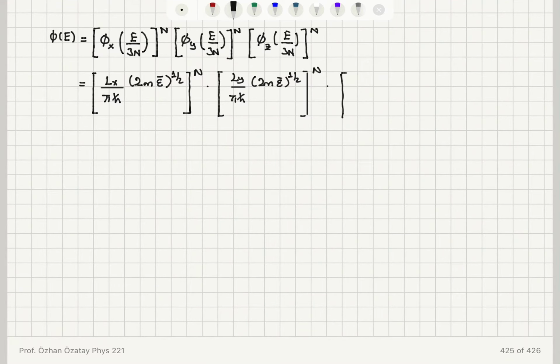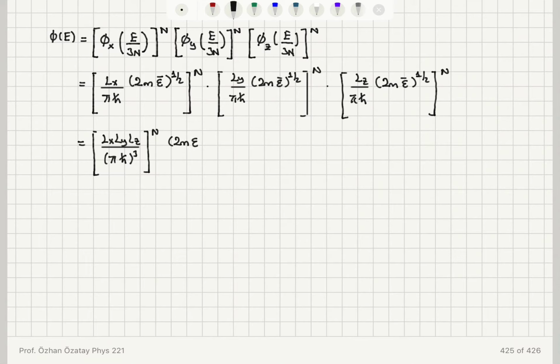And then for Z also I have Lz divided by pi h bar, 2m epsilon bar to the power 1/2, to the power N. So you can see that this can be written as Lx, Ly, Lz divided by pi h bar cubed to the power N, multiplied by 2m epsilon bar to the power 3N, 3 capital N over 2.